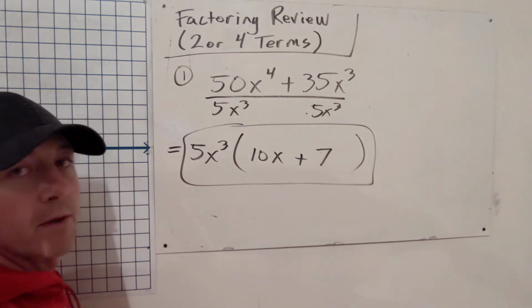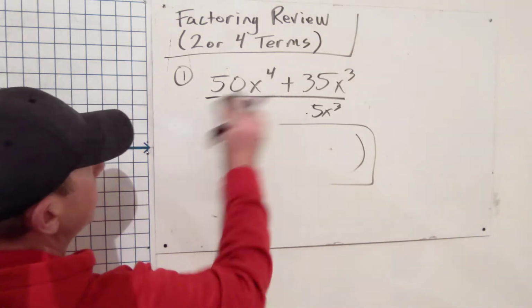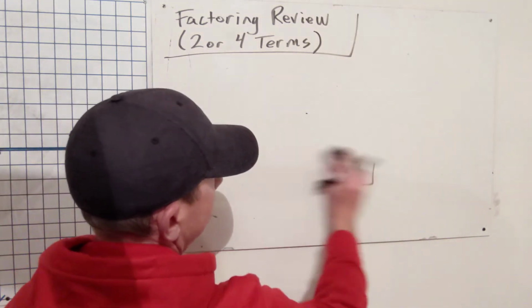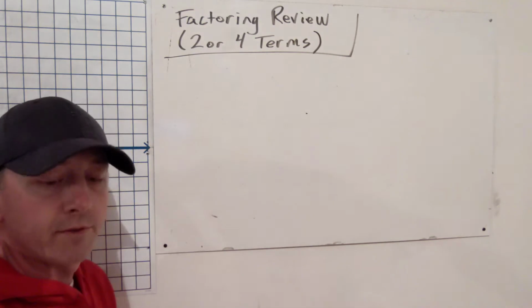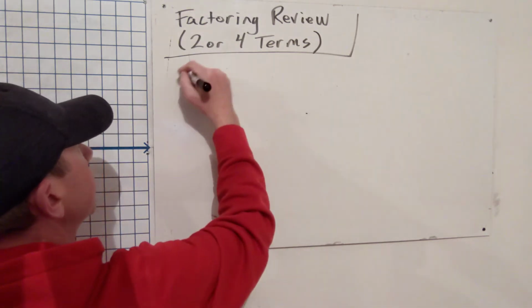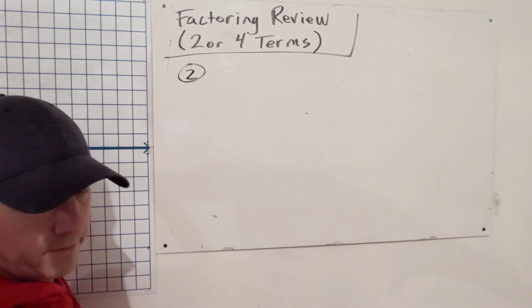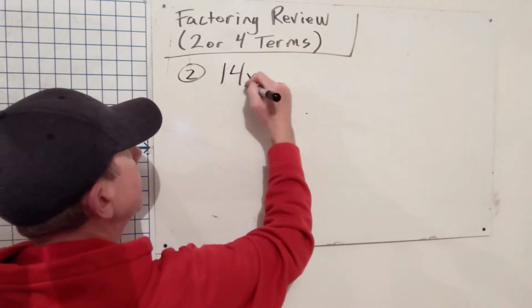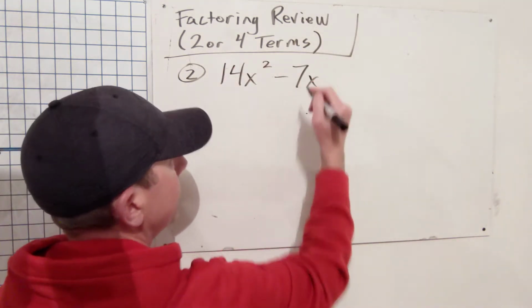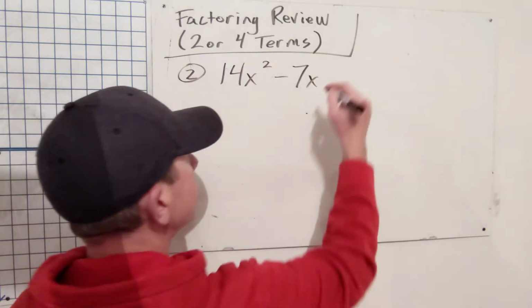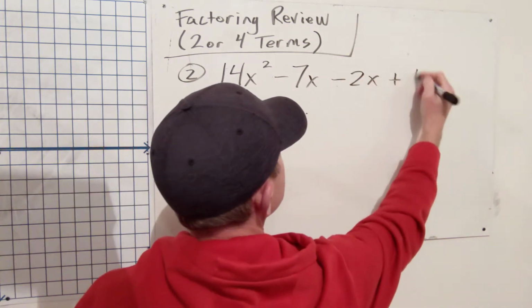All right, we've only got 3 examples here from the notes today. We'll keep moving. As always, you can pause if I'm moving too fast. The second one here is actually the lengthiest one. This is where we have 4 terms. So we got 14x squared minus 7x minus 2x plus 1.